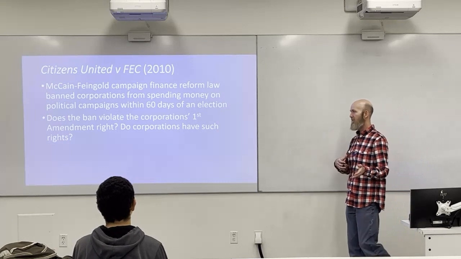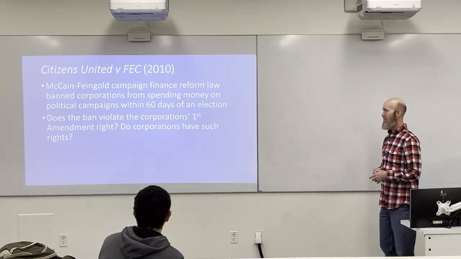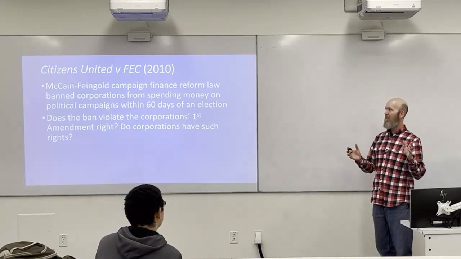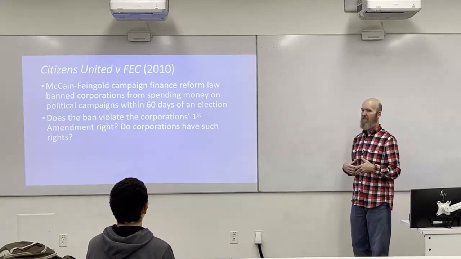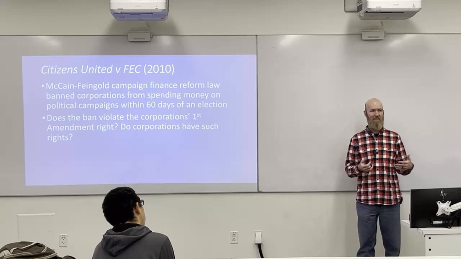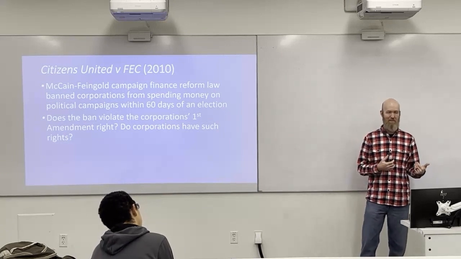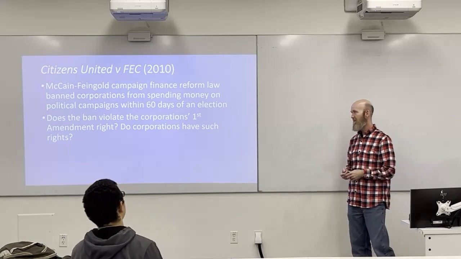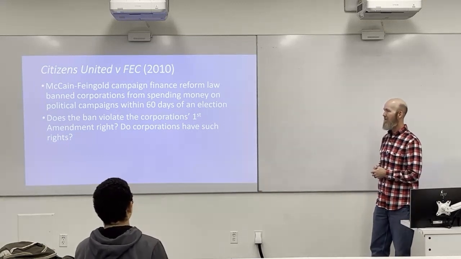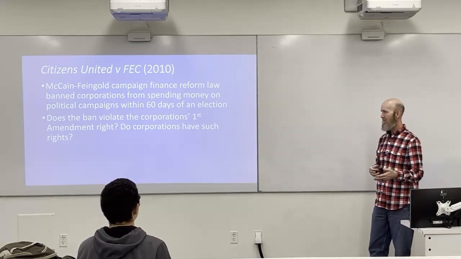So there was a McCain-Feingold Act. Two people, McCain and Feingold, got together and formed this law restricting the ability of corporations to spend money on political issues within 60 days of an election. And the idea was to limit the power of big business to influence elections. So they couldn't spend money on these political campaigns within 60 days of an election.